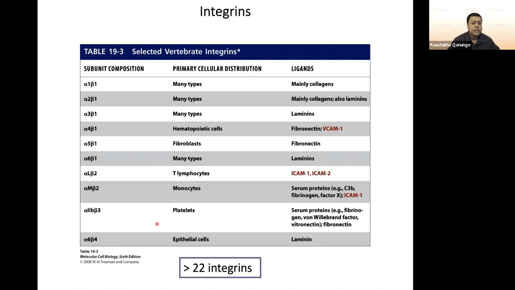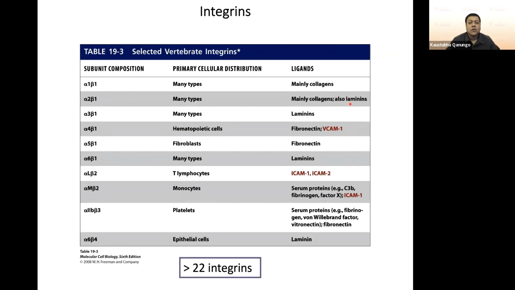Just one example that is very important, just make sure that these are only 2 or 3 that are important for your quiz or exam. If you have a subunit composition of alpha 1, beta 1, many different types of cell express that, and they mainly bind to collagen. And this collagen is in the ECM, the extracellular matrix. So alpha 1 and beta 1. Now, if you change this alpha 1 to alpha 2, so now you have alpha 2 and beta 1, also found in many types of cell, it still binds collagen. But see that what is added is the laminin.